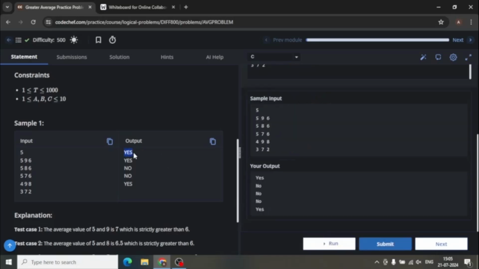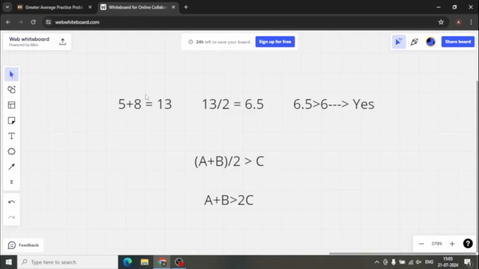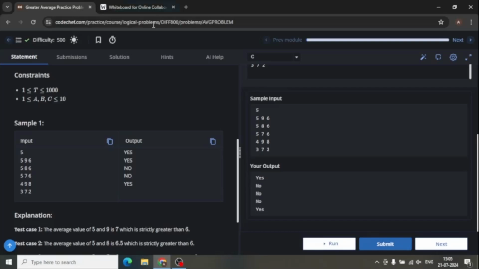Here, we have a problem. Five plus 8 is 13, and if 13 is divided by 2, it should be 6.5, which is greater than 6, so it should have printed yes. But what happened here is, we declared int type, but A plus B by 2 is 6.5, which is float. So it rounds to 6, since it is an integer data type. To solve this issue, we can simply write A plus B by 2 greater than C as A plus B greater than 2C. Let's implement it.